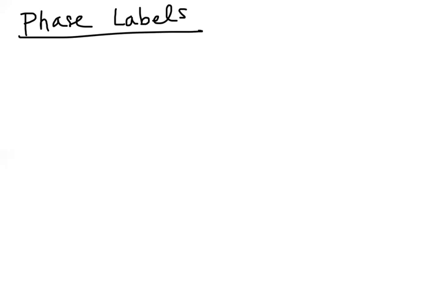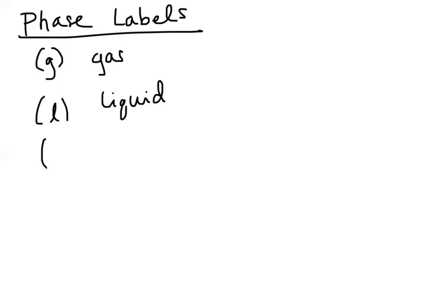If I put this phase label behind a compound, what does that mean? It's a gas. If I put this phase label behind a compound, it's a liquid. How about this? Solid. How about this? It's AQ.